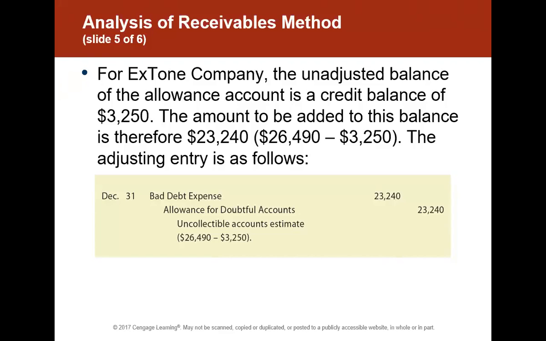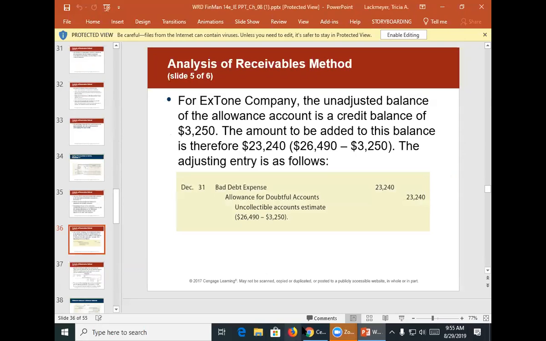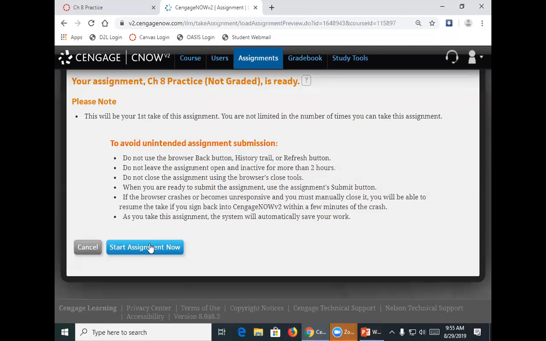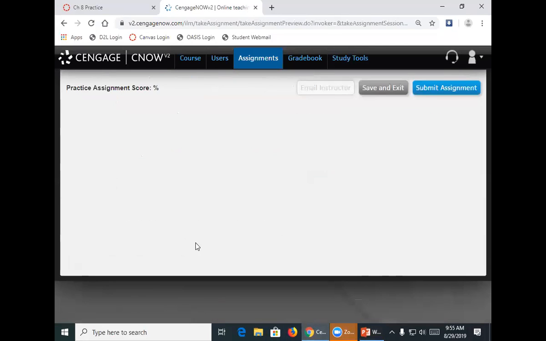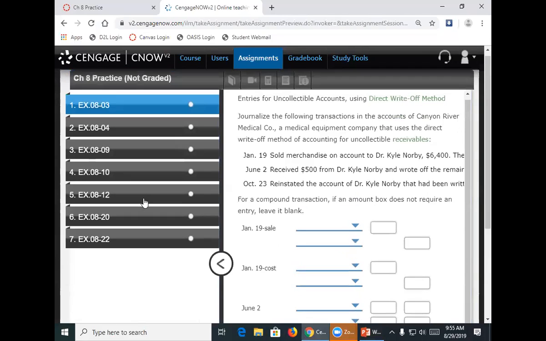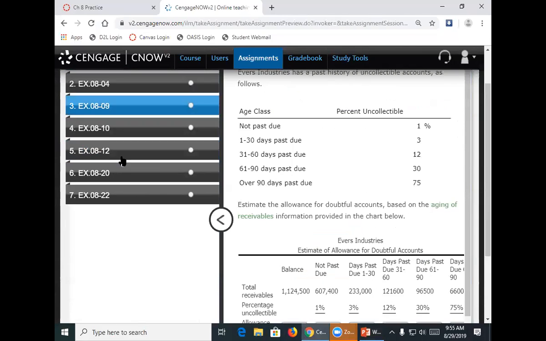It's a little tricky, yes. Sorry, you said that if it's the credit you add, if it's a debit, you subtract. So if it's a credit, subtract. If it's a debit, add. So what I want to do is switch over to the Chapter 8 practice, and we'll work on a couple of these. So you should be on number 3, I believe, on the practice.